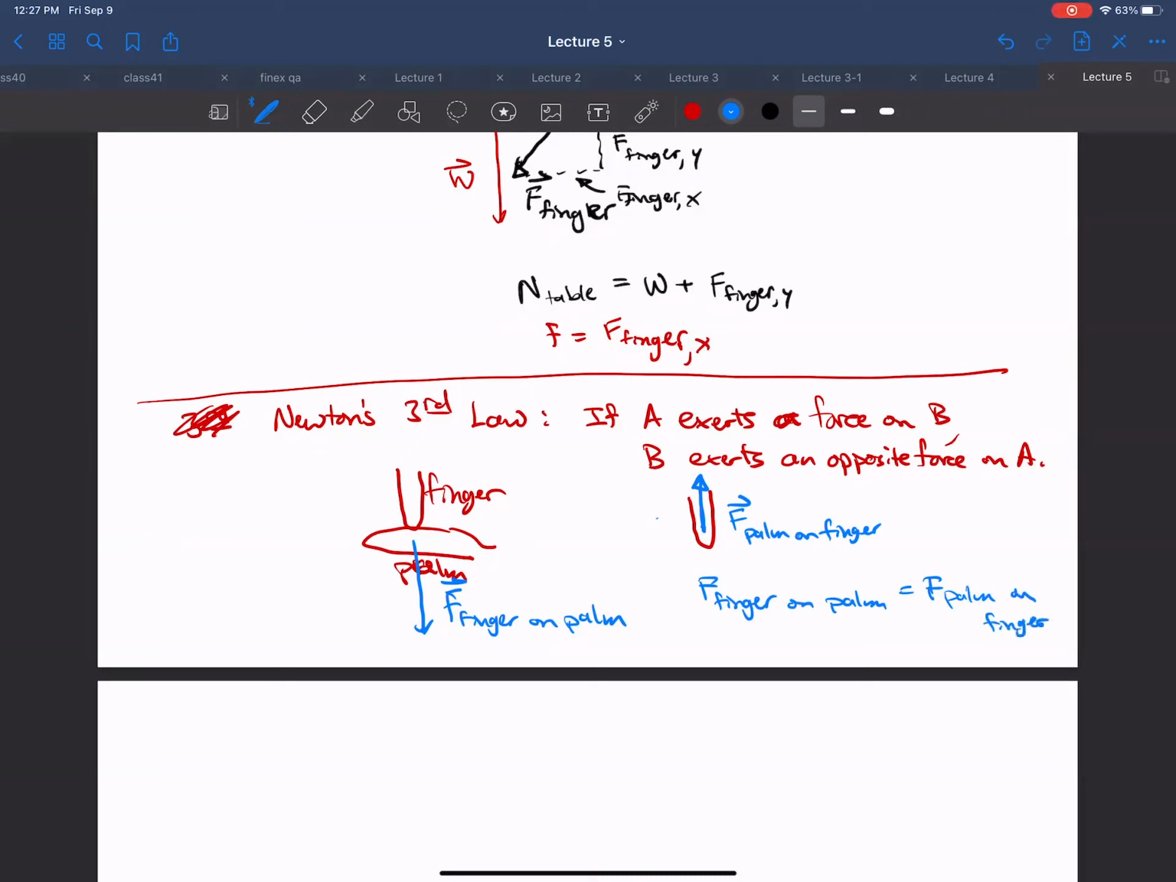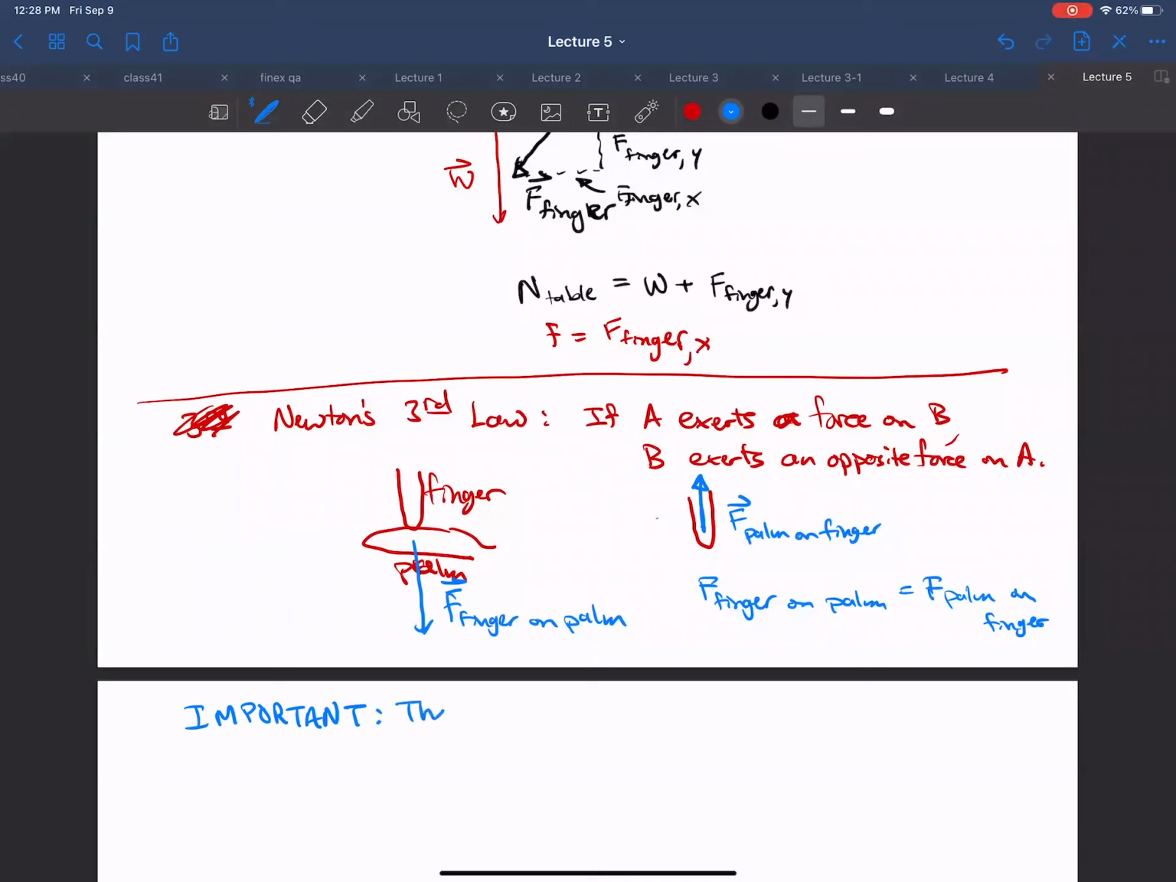Notice, really important, these two forces, which are sometimes called an action-reaction pair, do not ever appear in the same free body diagram. I have to draw two different free body diagrams because they're being exerted on different objects. So this is like the most common error that beginning students would make, is to try to put those two into the same free body diagram.